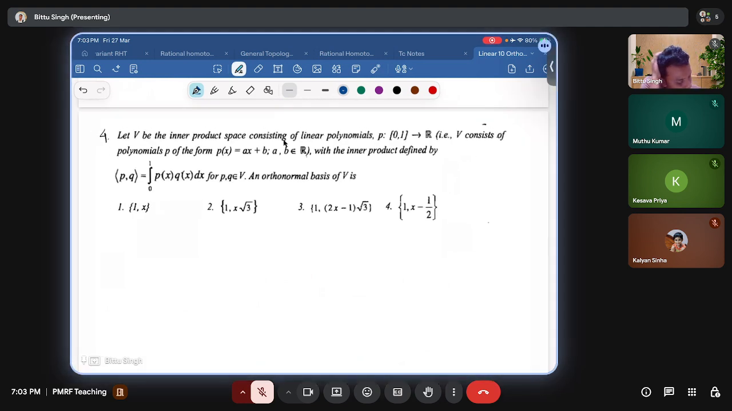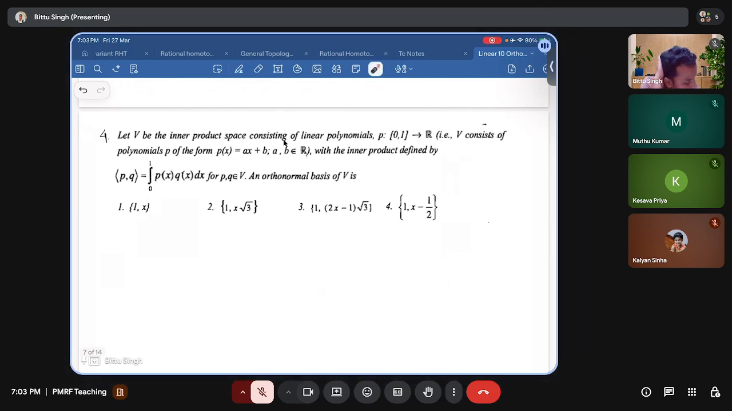Now let us solve another problem. Here, instead of Euclidean space, we are considering the inner product space of all linear polynomials from this closed interval to the real numbers, of this form. So we are considering polynomials up to degree 1, linear polynomials, with the inner product defined by this usual inner product. Now we need to find an orthogonal basis for it.